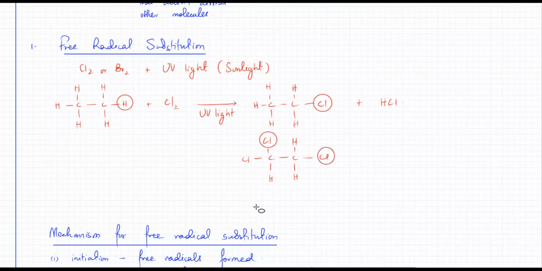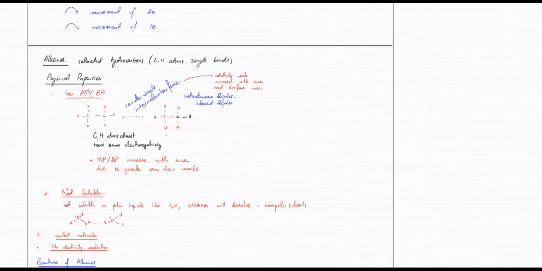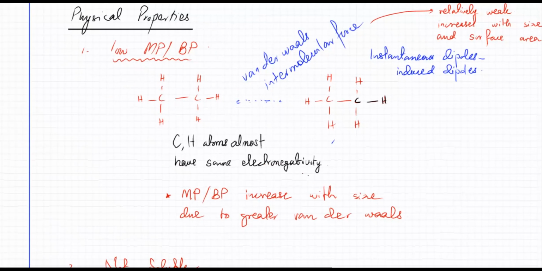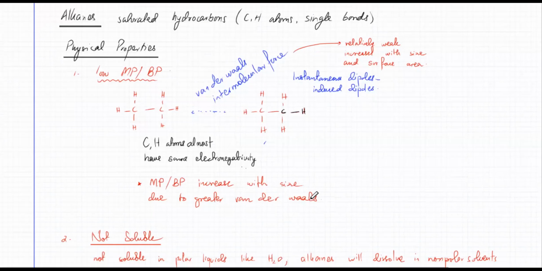Sir? Yes. You know how you said that alkanes are unreactive because they're non-polar. Does that mean they only have van der Waals forces? Yes, they do have van der Waals forces. This is what we discussed. They're weak because they're non-polar. They only have van der Waals forces. There are no dipoles. Carbon and hydrogen atoms have almost the same electronegativity. Is that clear?